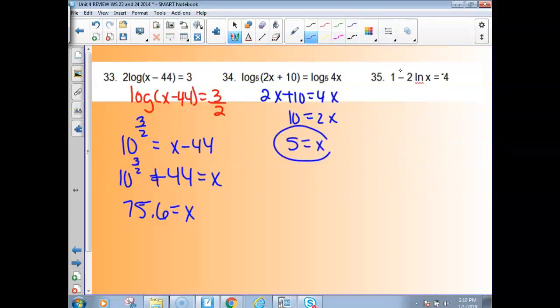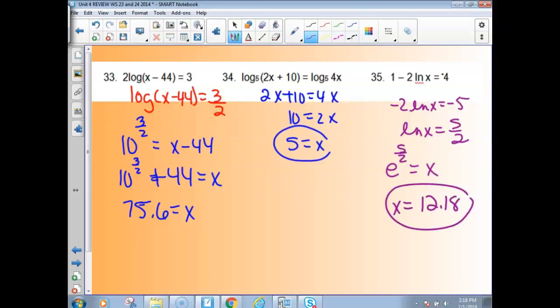35, when you look at that, the first step is isolate the natural log of x. You're going to subtract 1, divide by negative 2, gives you positive 5 halves. Exponentiate it, e to the 5 halves equals x, base is e. And that's just something you can type on your calculator. You can type e to the 2.5 or e to the 5 halves. But whatever you do, it should be 12.18.